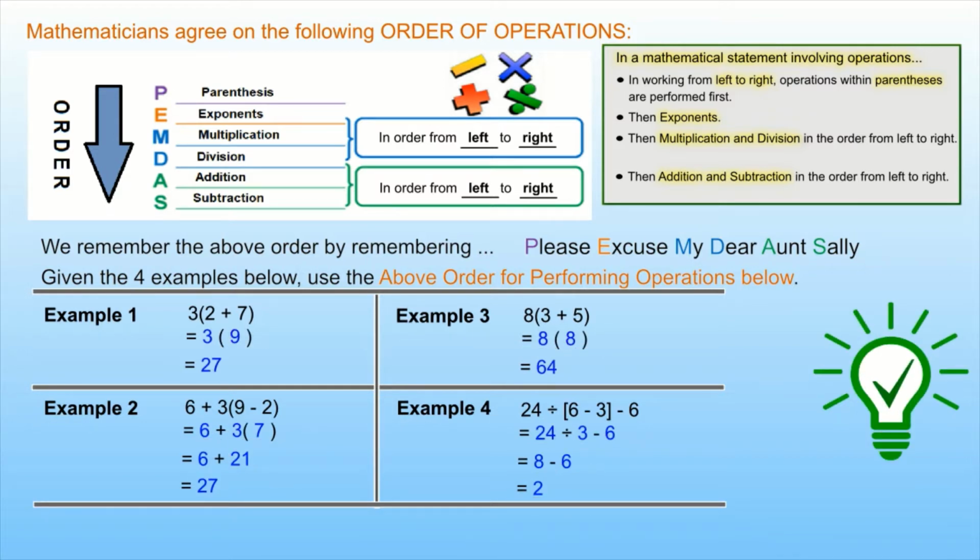Example 1. 3 multiplied by 2 plus 7 gives a result of 27. In example 2, the operations within parentheses are calculated first, followed by multiplication, and then by addition. Example 2. 6 plus 3 multiplied by 9 minus 2 gives a result of 27. Example 3. 8 multiplied by 3 plus 5 gives a result of 64. In example 4, first we calculate the parentheses. Then we perform the division first, followed by the subtraction. Example 4. 24 divided by 6 minus 3 minus 6 gives a result of 2.